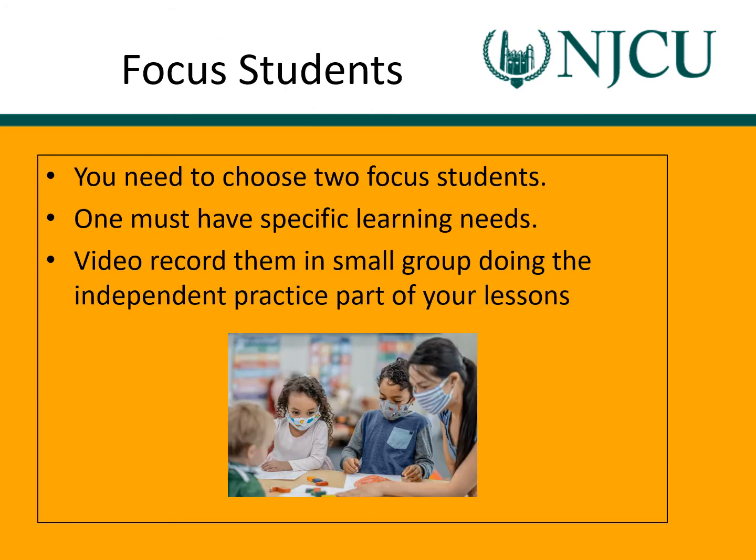You need to choose 2 focus students. You're going to actually use those in Task 3, but you need to choose them right now. One must have specific learning needs. Again, that doesn't mean an IEP. It can be an IEP or a 504, but it could also just be a child who's developmentally immature or a gifted or talented learner. It could be an English language learner, just one child that has some unusual learning needs. You're going to video record their work during independent practice in a small group. So make sure that these 2 focus students are in the small group video that you record.